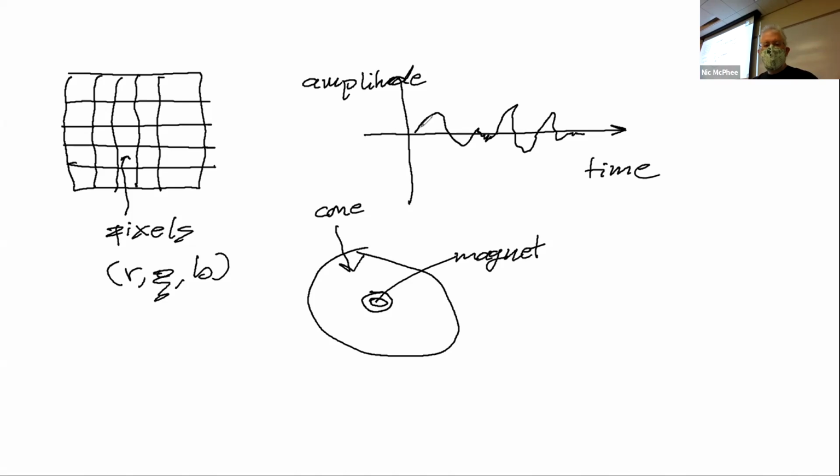Okay, so questions about the whole sound wave thing? There's a lot more in the book, but I think this is something most of you have seen before. But I'm happy to answer questions.